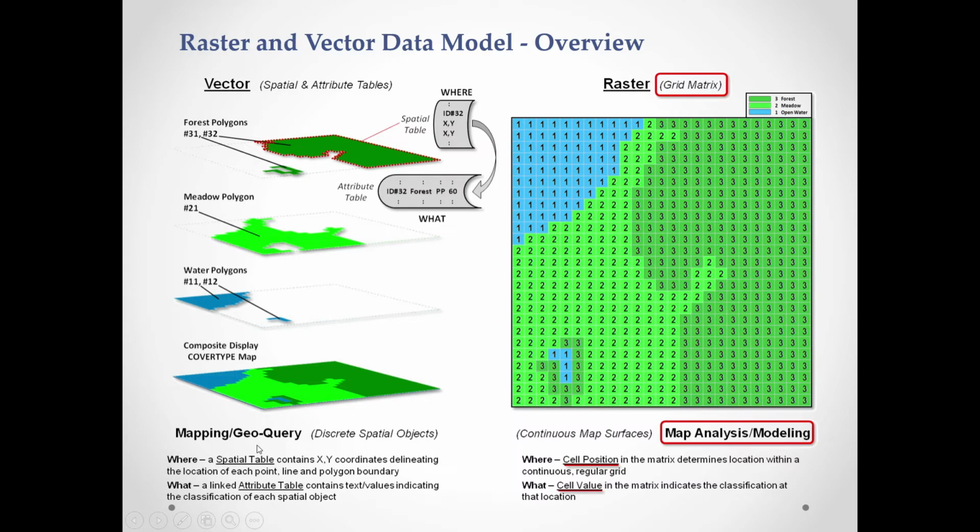Mapping geography: discrete spatial objects, where a spatial table contains XY coordinates delineating the location of each point, line, and polygon boundary, while a linked attribute table contains text or values indicating the classifications of each spatial object. Continuous map surfaces, where cell position in the matrix determines the location within a continuous irregular grid, while the cell value in the matrix indicates the classification at that location.